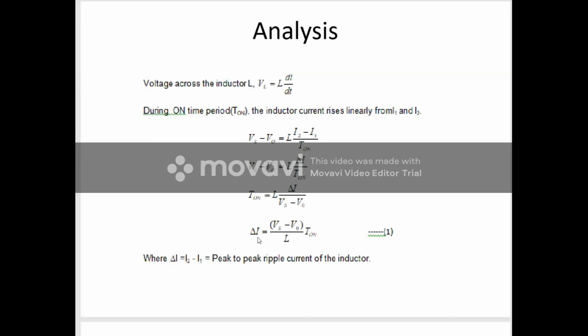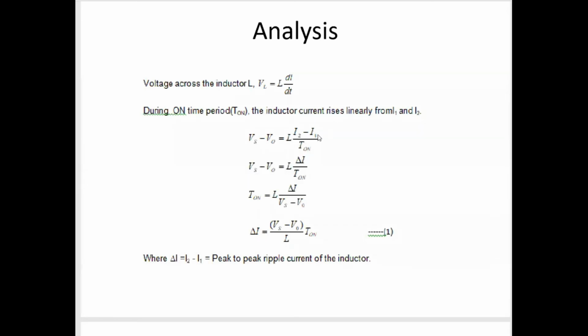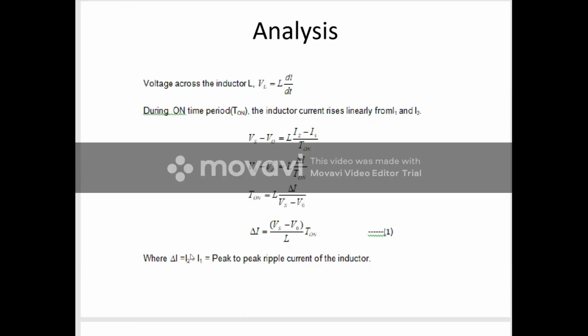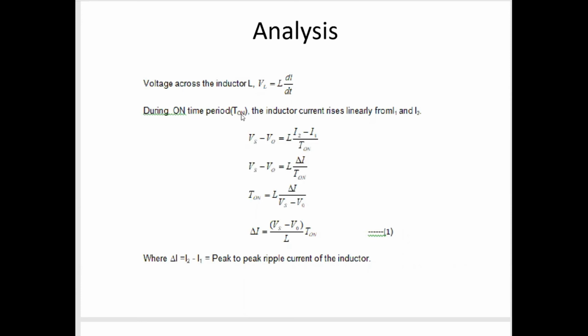What is this del I? This del I is the difference between I2 minus I1. We consider I2 minus I1 as del I for short. Del I equal to I2 minus I1, that is the difference between the current flowing through the inductor. This is equation number 1. Equation number 1 is, during the on period, that is mode 1 when the transistor is on, the equation we have written for the inductor current.